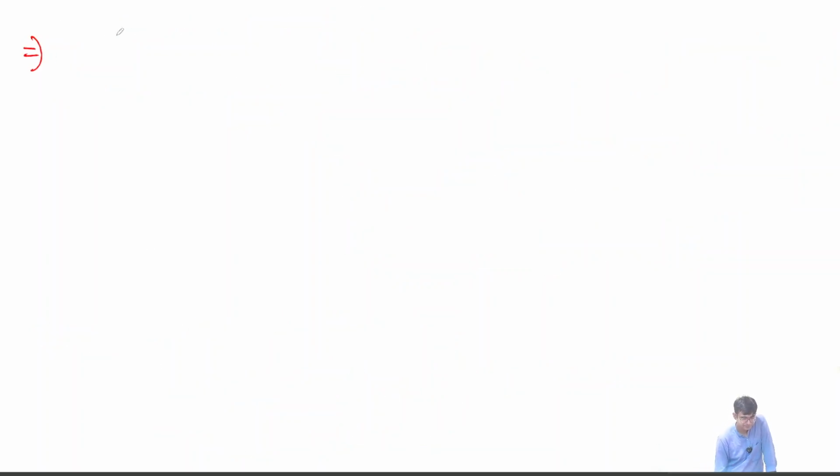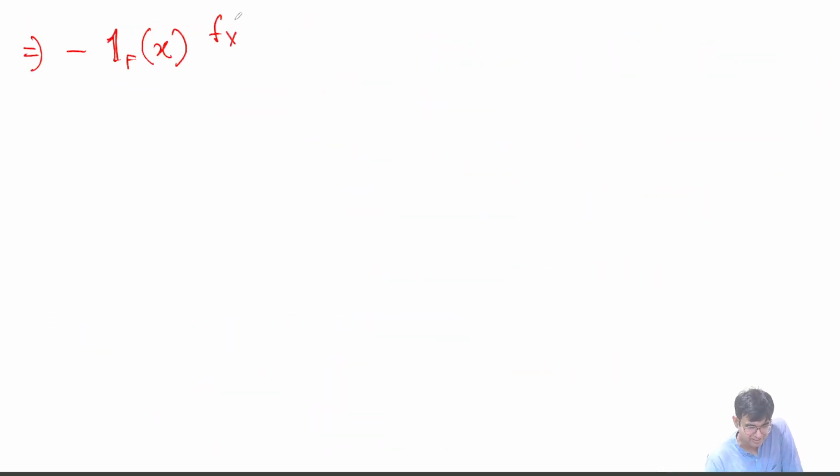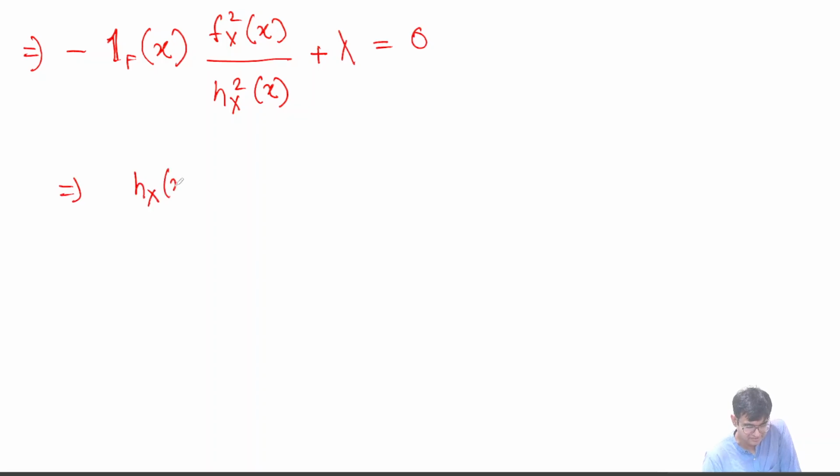Which implies minus I f_X, f squared I guess, f_X squared of x divided by h(x) squared of x, plus lambda equal to 0, which implies h(x) is equal to what? Simple calculation: I squared is equal to I. So I will not write I squared, it makes no sense. I will write I multiplied by f_X(x) divided by square root of lambda, right?